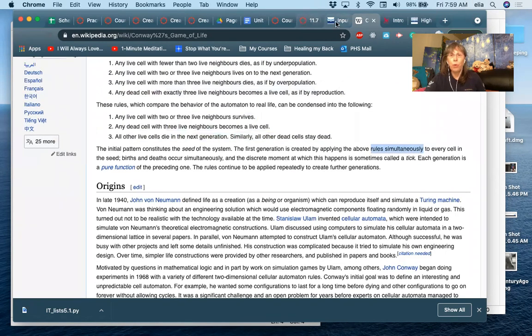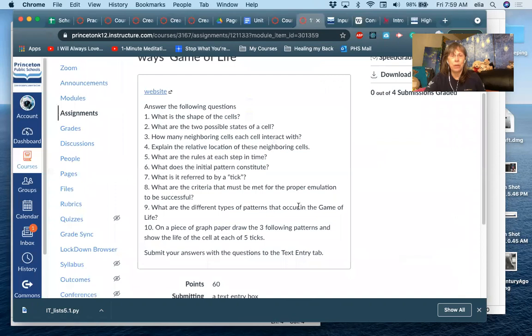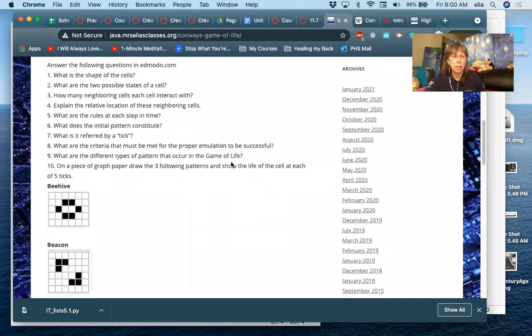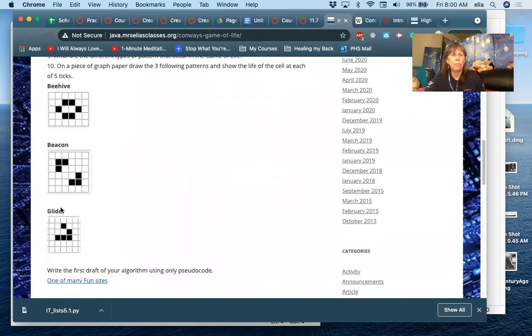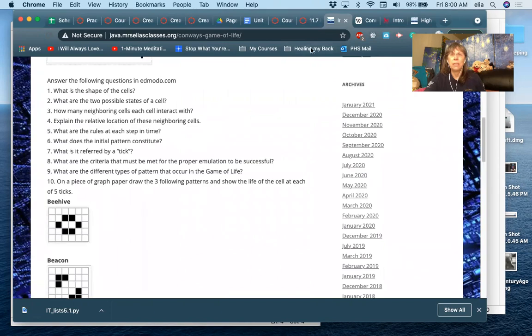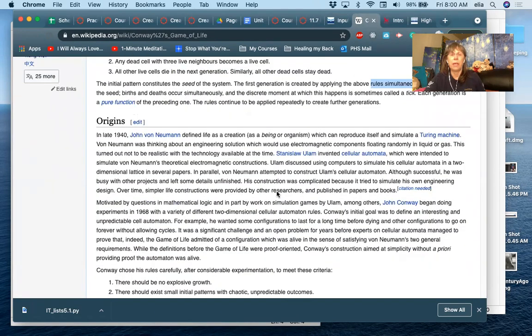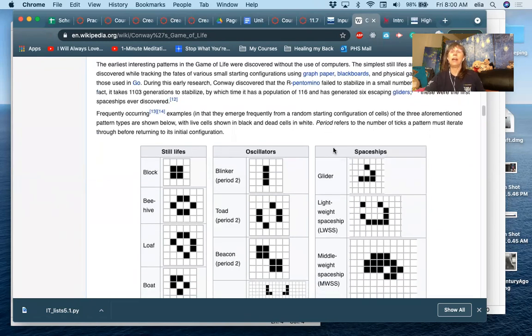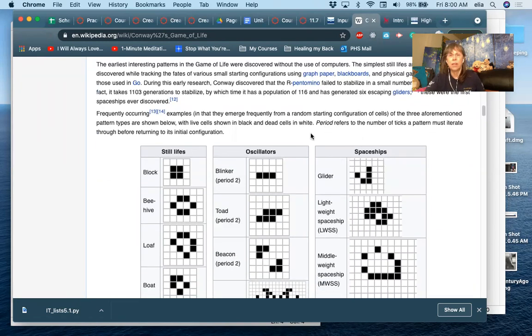If we were in the classroom, the first thing I would give you is graph paper. And I would say, okay, grab a piece of paper, and you're going to do 5 generations, 5 ticks, of these seeds. What seeds? Well, let's take a look over here. These are the seeds: the beehive, the beacon, and the glider. To understand that better, you have to go back to the Wikipedia page. If you scroll down, here you have the 3 different kinds of seeds that you can have.